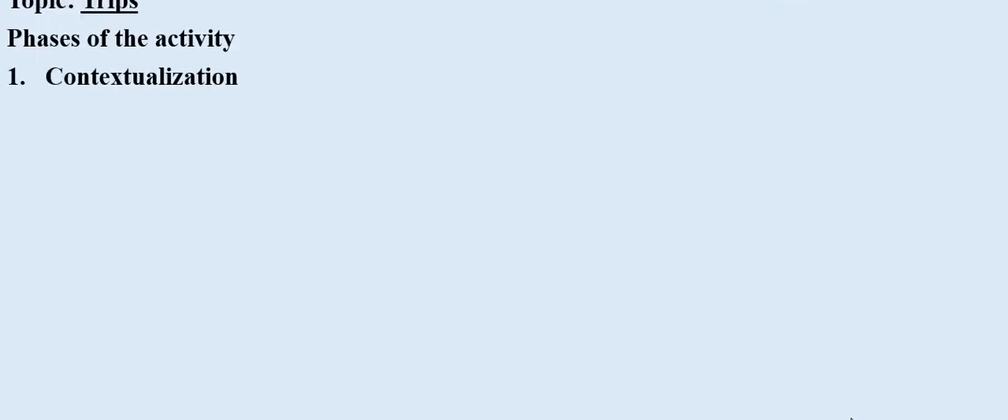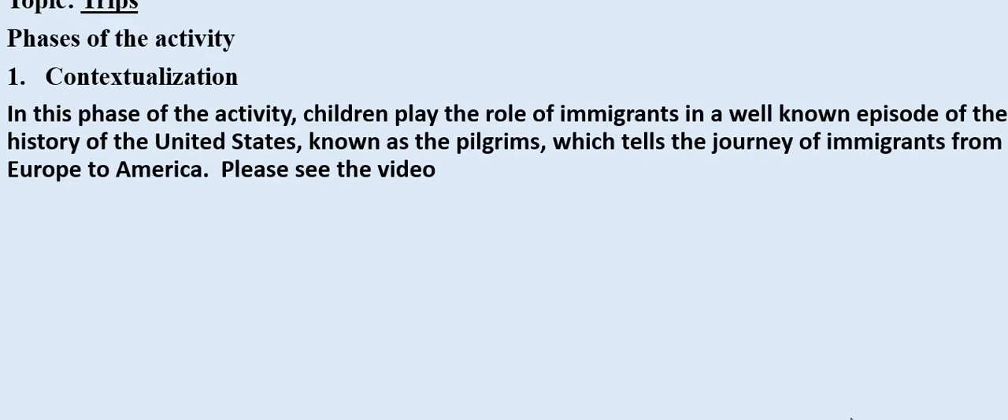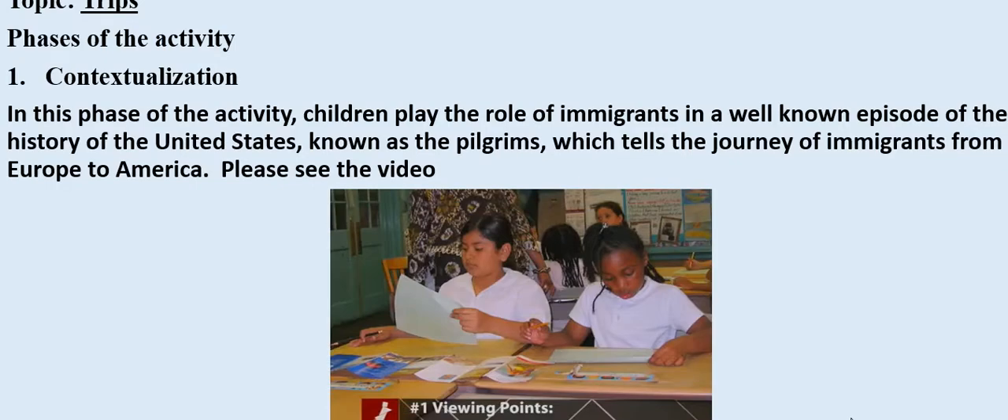So the class has different moments, different phases. The first is contextualization, and in this phase of the activity, children play the role of immigrants in a well-known episode of the history of the United States known as The Pilgrims, which tells the journey of immigrants from Europe to America. So we're going to watch that part of the video. Remember, this is contextualization. It's very important, this part of a class.